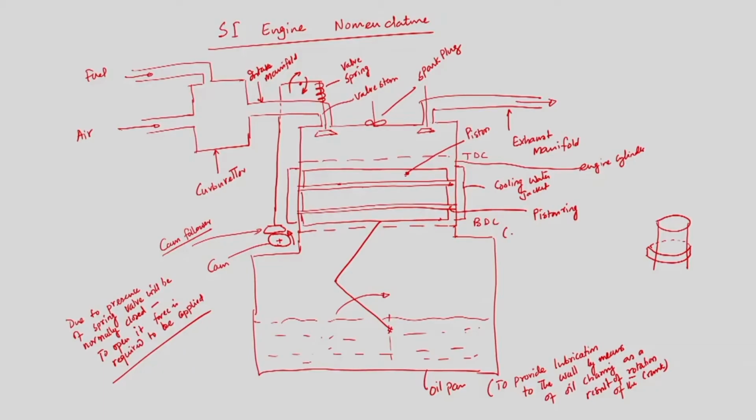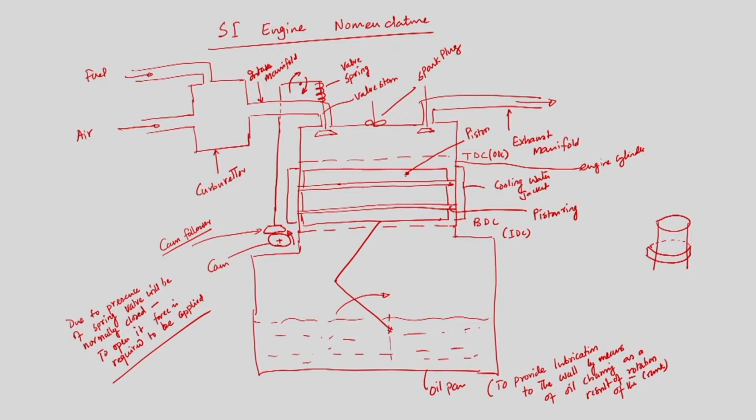And cooling water jacket is provided, that is to control the temperature. Now very important thing is that sometimes, as I said, BDC is known as IDC, inner dead center, and TDC is known as outer dead center, ODC. So piston movement is restricted between these two. So this is all about the SI engine nomenclature.